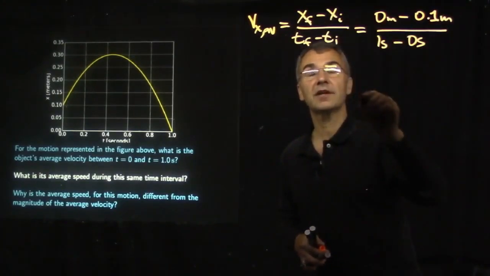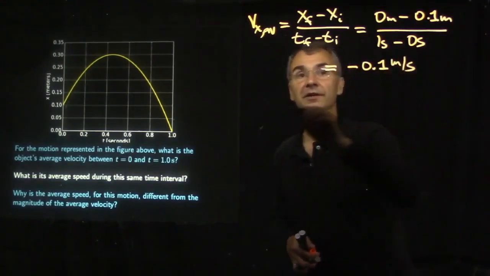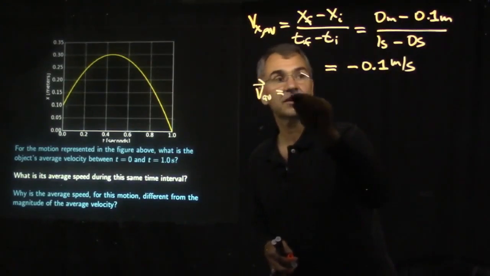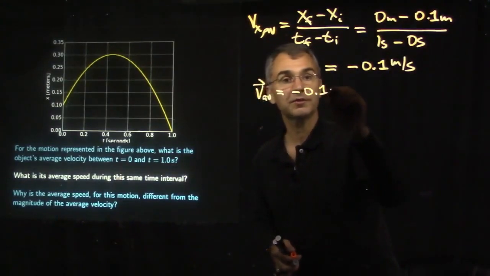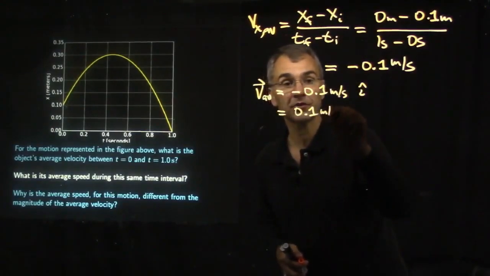So it seems like the x component of the average velocity is minus 0.1 meter per second. So therefore, v average is, well, you could say minus 0.1 meter per second i hat, or you could say 0.1 meter per second backwards.